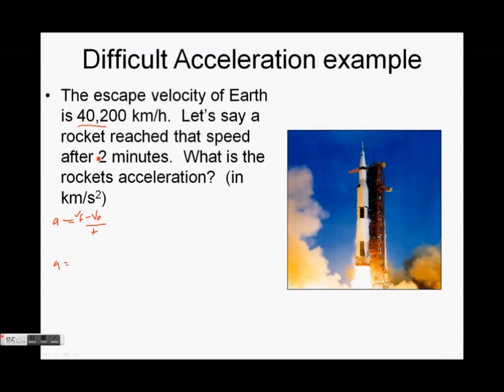Okay. So let's fill in our numbers. Acceleration equals my final velocity, 40,200, okay, kilometers per hour. Initial velocity, it was 0. It was resting on the launch pad. This is 0. And divided by the time. It took 2 minutes to do that. Okay, so it took 2 minutes there. So I divide that out, and I get 20,000 after I round, so 20,000.